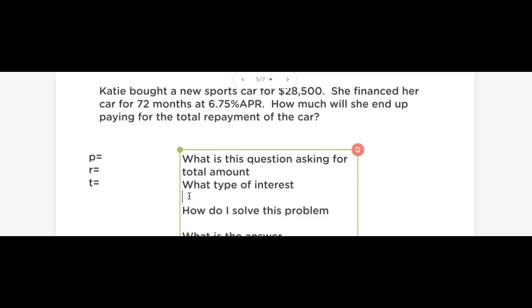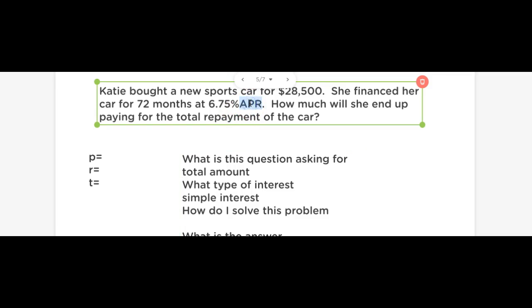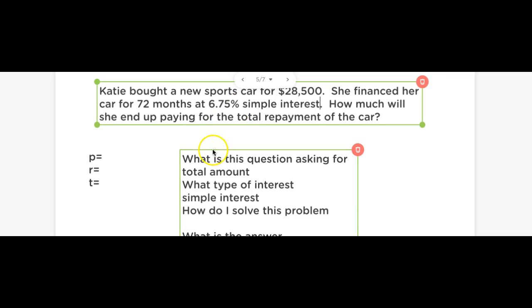What kind of interest are we talking about? Actually, I didn't tell you guys. I'm so sorry. This is simple interest. This is all simple interest. My apologies. I should have put simple interest right here. That's my bad. At this point in time, I hadn't even introduced you guys to compound interest, but this is a simple interest problem. So, what are we going to do to solve this problem?